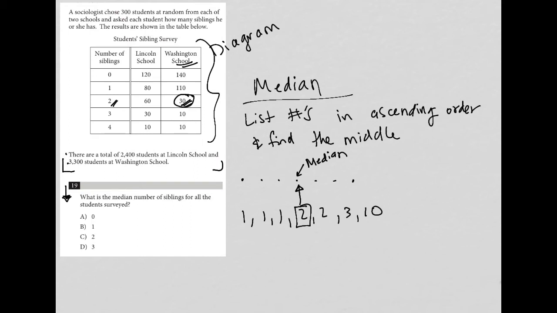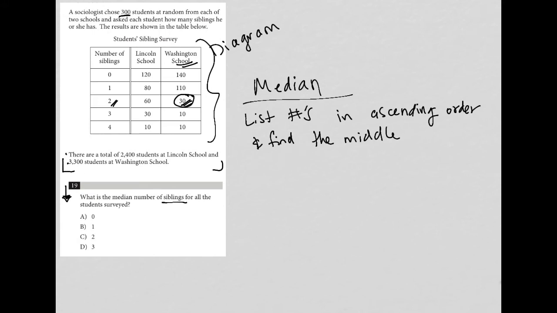So the numbers that I have here, well, I know that there are 300 students. So do I really want to have to write out a list of 300 values? No, I don't. I'm looking for the median number of siblings. So here's a little trick that I like to use. Let's just make some space here. We know what median is now.